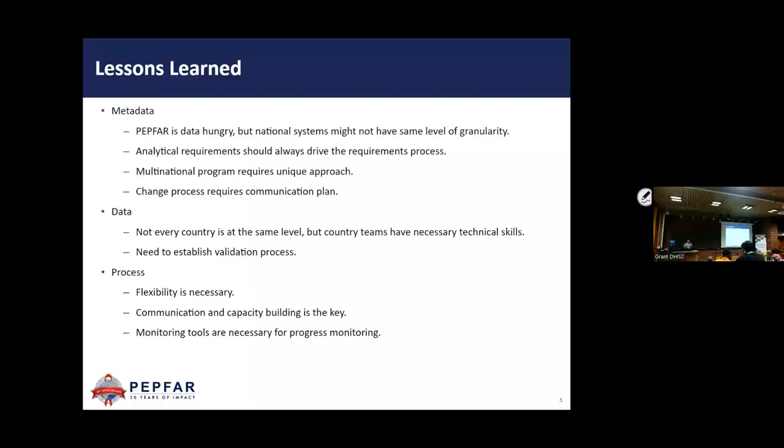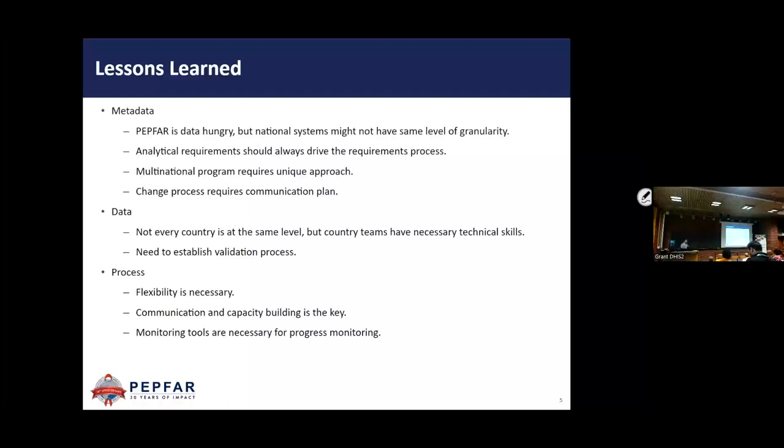But just saying that I want 9,500 age bands because you think you need them is not a good idea, right? You start with analytics and you go backwards, asking what do I need from the analytical perspective to drive what the metadata is, so that I don't just ask for 100,000 different data points when I only really need five.